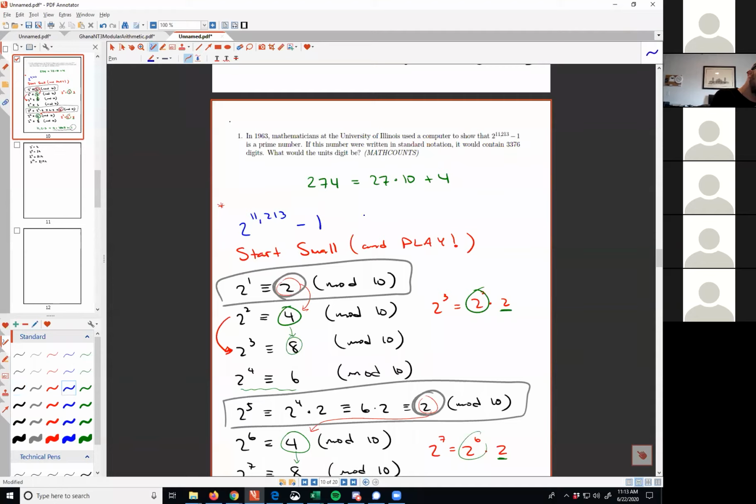Based on the fact that we now know that it will have a remainder of 2, we then subtract 1 from 2 to find our final answer. So the units digit? Yeah, so you're going to have a units digit of 1. Just 1. We don't have to compute the other 3,375 digits, thankfully, because that would require a whole lot of paper.